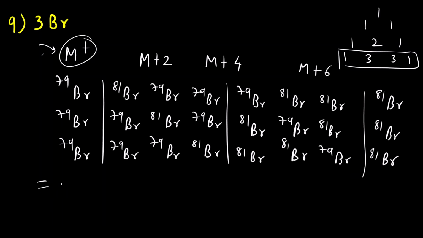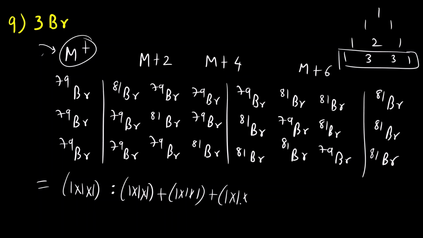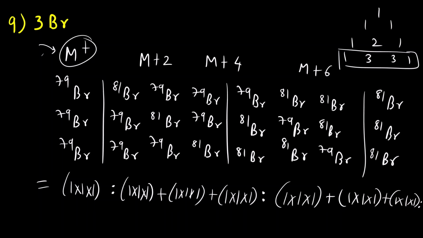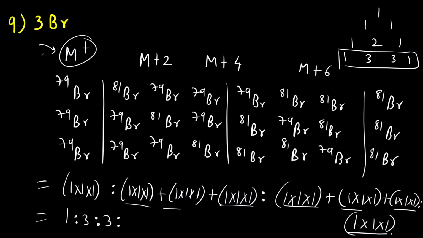Okay, now Br is 1, so we will write 1 into 1 into 1. Then here again 1 into 1 into 1, plus 1 into 1 into 1, plus 1 into 1 into 1, ratio. Then again we will repeat, plus 1 into 1 into 1, plus 1 into 1 into 1. Last is 1 ratio, 1 into 1 into 1. So this will be 1 is to 1 plus 1 plus 1, 3. Similarly 1 plus 1, 2, 2 plus 1, 3 and 1. So this is when we have 3 Br atoms.